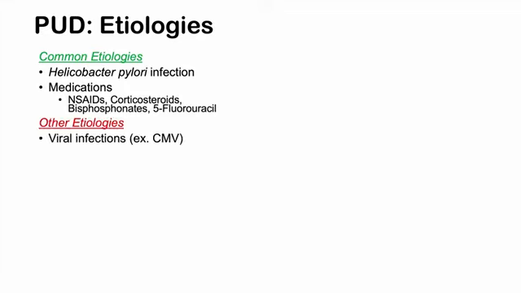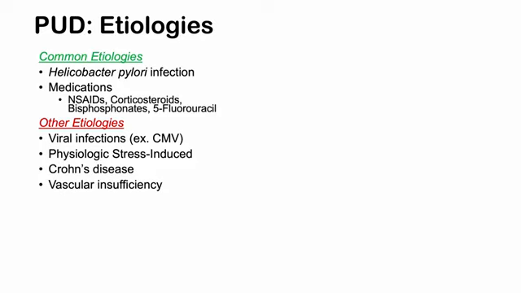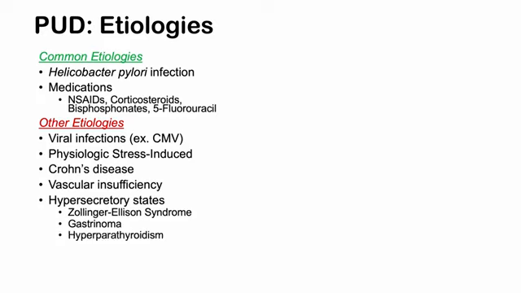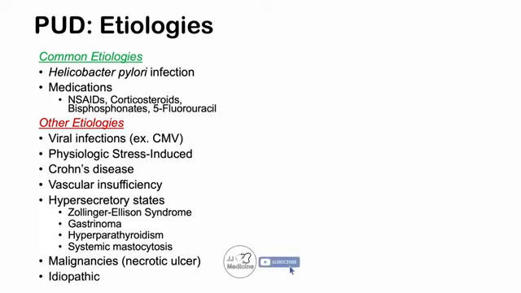Some other etiologies include viral infections, one of them being cytomegalovirus. Physiological stress can also lead to peptic ulcer disease, especially if it's chronic stress. Crohn's disease can also lead to peptic ulcer disease due to chronic inflammation of certain areas in the gastrointestinal system. Vascular insufficiency can also be a cause. Hypersecretory states can also lead to peptic ulcer disease, and one of them is Zollinger-Ellison syndrome. Another one can be gastrinoma, and we can also see it with hyperparathyroidism and systemic mastocytosis. Malignancies can also lead to peptic ulcer disease, and these normally cause a necrotic ulcer. And then there are also idiopathic causes.